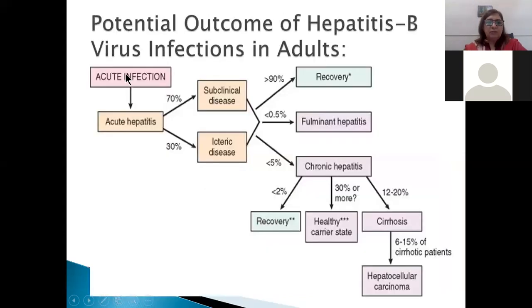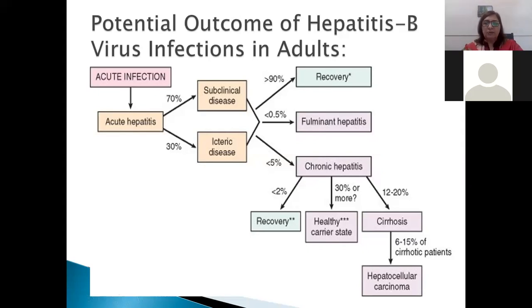Then we did viral hepatitis, acute infection in viral hepatitis B. 70% is subclinical, 30% has icteric disease, in which you can see the jaundice. Icterus means yellowish discoloration of the skin, sclera, and mucous membrane. 90% of subclinical cases recover. 0.5% can become fulminant hepatitis, and less than 5% can go into chronic hepatitis from both acute disease and subclinical disease.